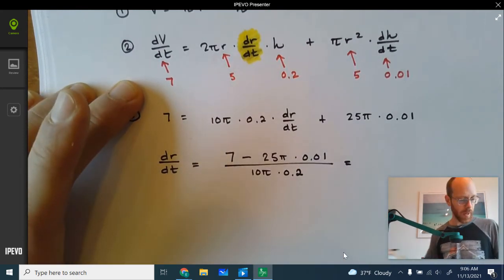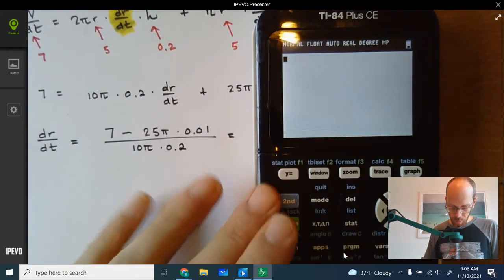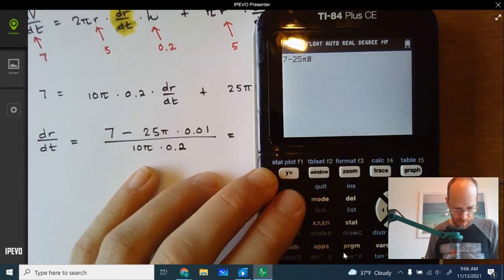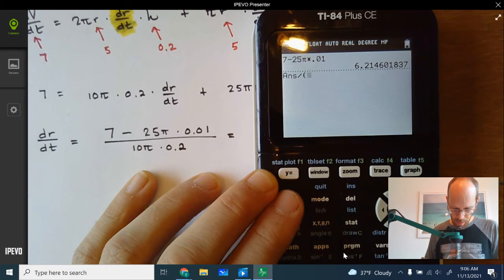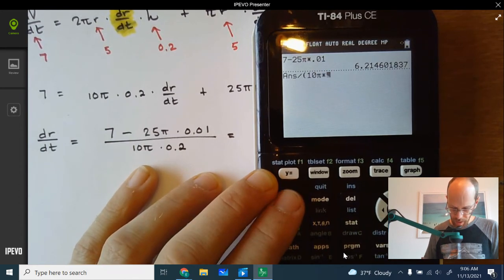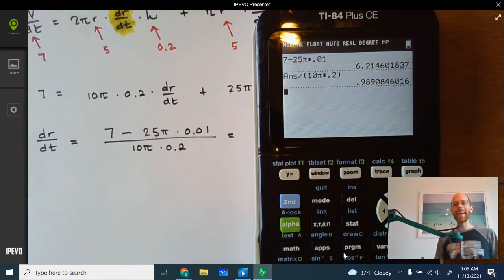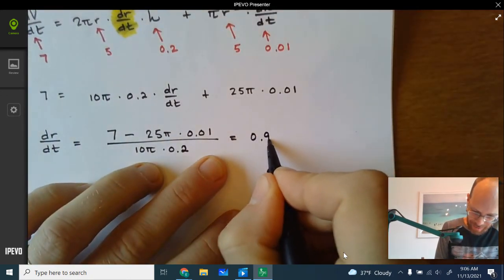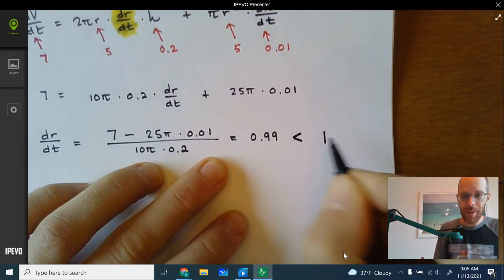Which is equal to, here's our moment of truth. Boom, boom, boom, boom. Will the presents be saved? Take that, divide it by the quantity 10 pi times 0.2. I got 0.299, which is less than 1.